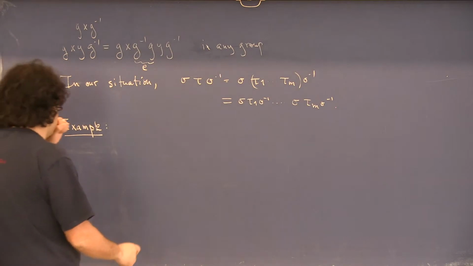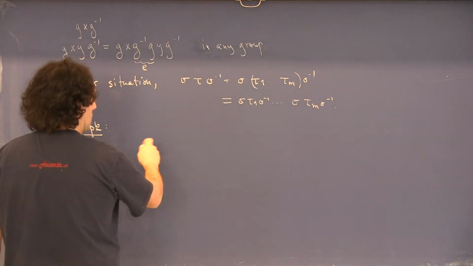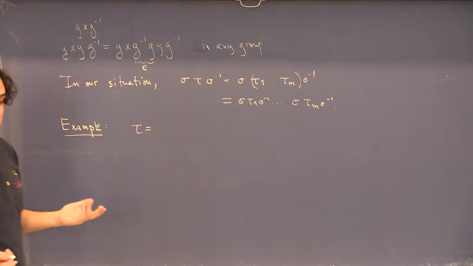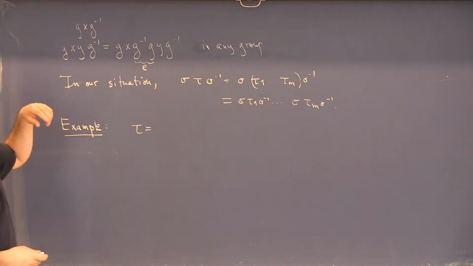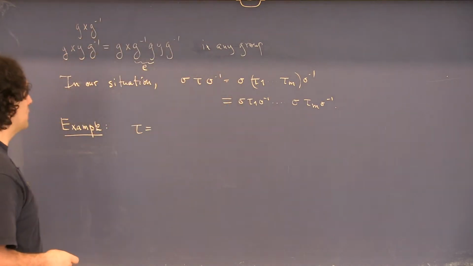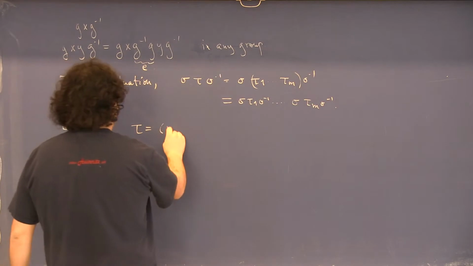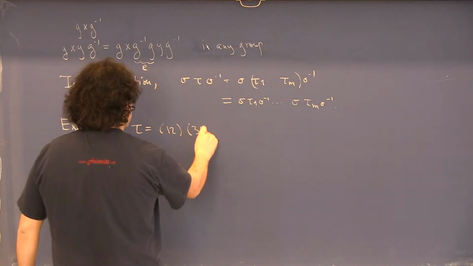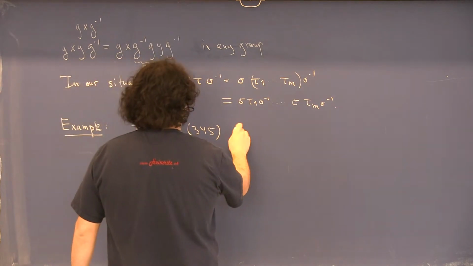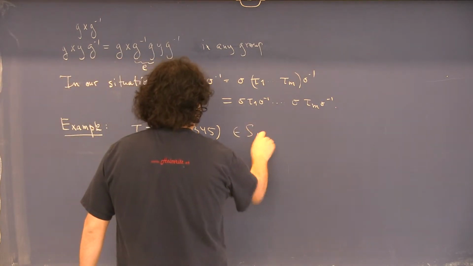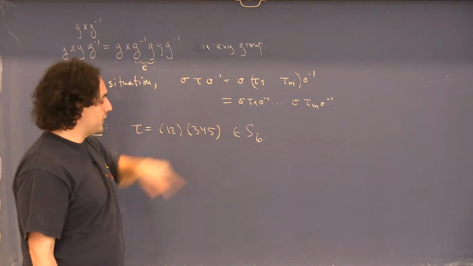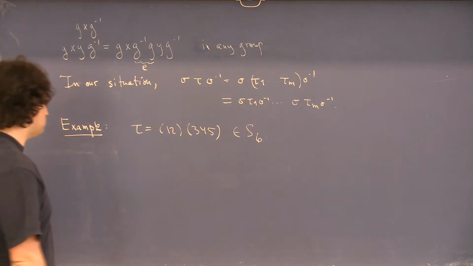Okay, so let's take a permutation tau that is a product of more than one disjoint cycle, so that we see the full thing in action. So let me take maybe (1 2)(3 4 5). And just for fun, let me think of this as an element of the symmetric group on 6 letters, not on 5 letters, so 6 is being fixed.